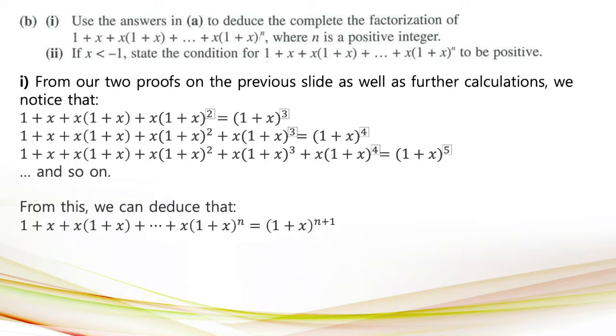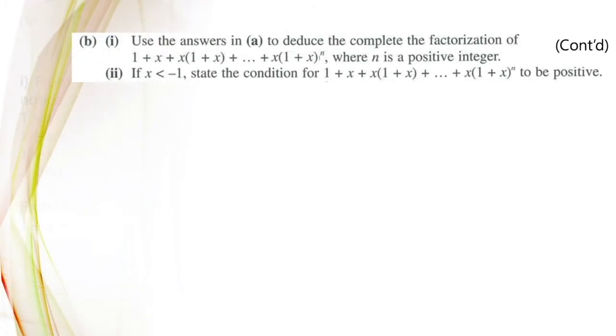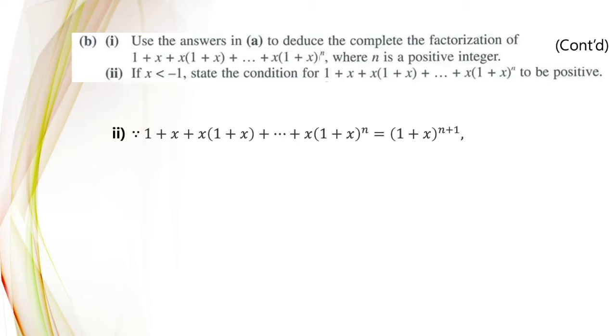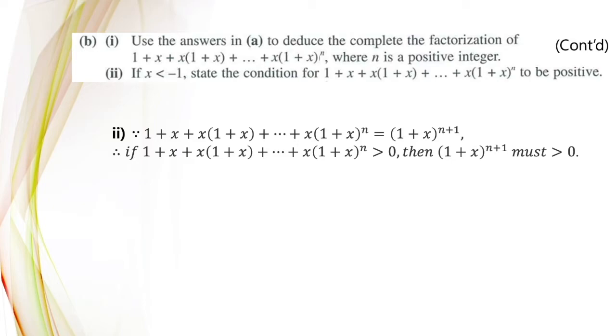For an extension, you guys are welcome to try and justify this rule and say why it works, just like you would in a pattern investigation project. The second question in section B is shown on the screen. Let's go back to the general rule we just came up with. We know that the entire left side of the equation is equal to (1 + x)^(n+1). Therefore, we have to find out under what circumstances (1 + x)^(n+1) can be positive.